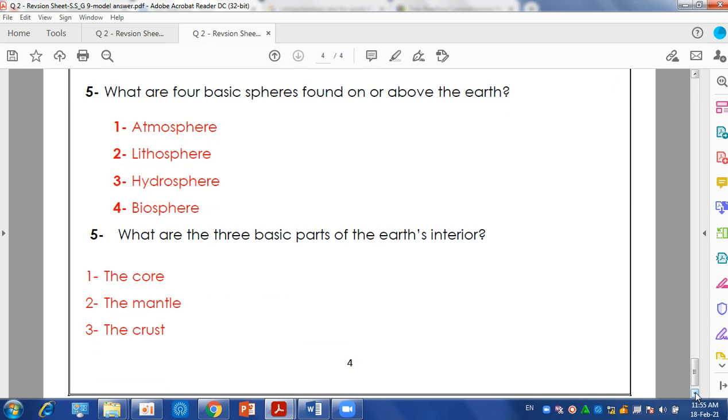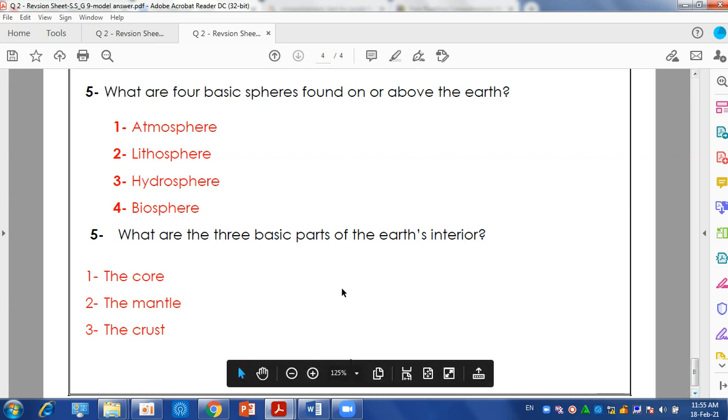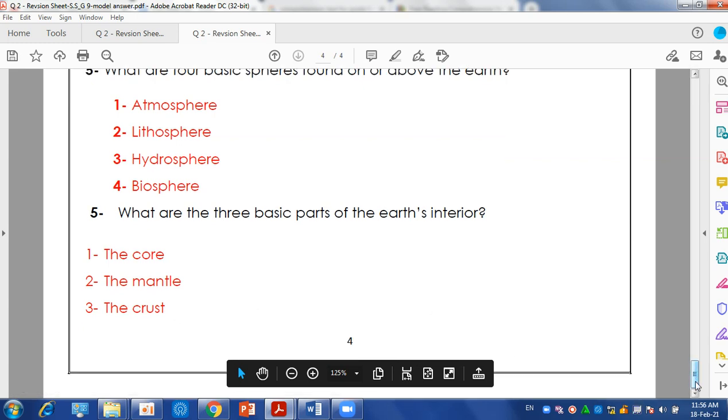Question number 6. What are the 3 basic parts of Earth's interior? The 3 main parts of the Earth's interior, inside the Earth, he meant. In the middle, we have the core, and then the mantle, and then the crust, which is the outer surface of the Earth. Okay, that was the answer.